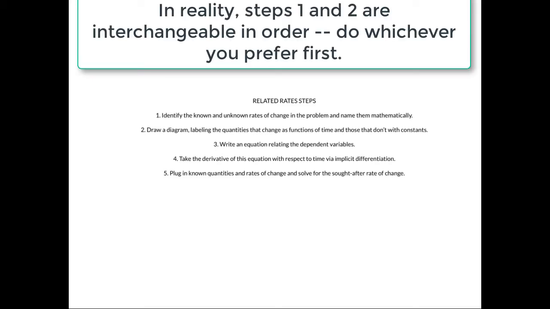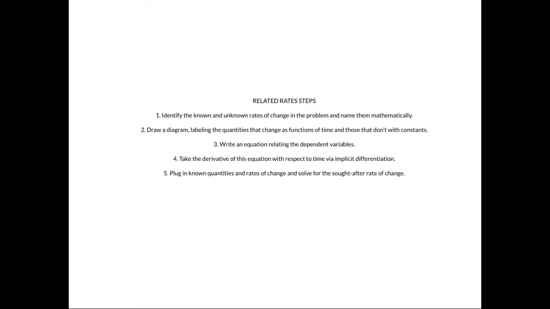All right, so here are the related rate steps. You first want to identify the known and unknown rates of change in the problem and then name them mathematically. That means name them with derivatives. You want to draw a diagram labeling the quantities that change as functions of time and those that don't change with constants. You want to write an equation relating the dependent variables, ones that are dependent on time. We'll talk about that in a minute. Take the derivative of this equation with respect to time via implicit differentiation, and then plug in known quantities of rates of change and solve for the sought-after rate of change.